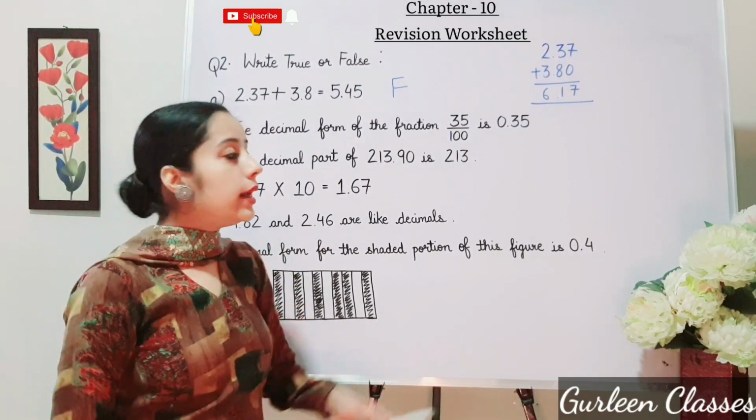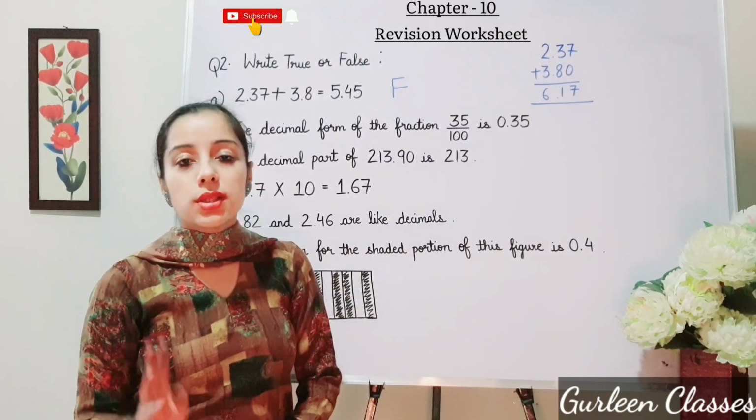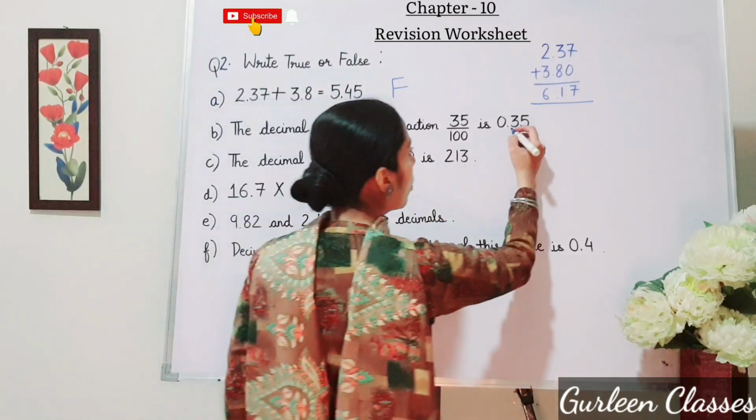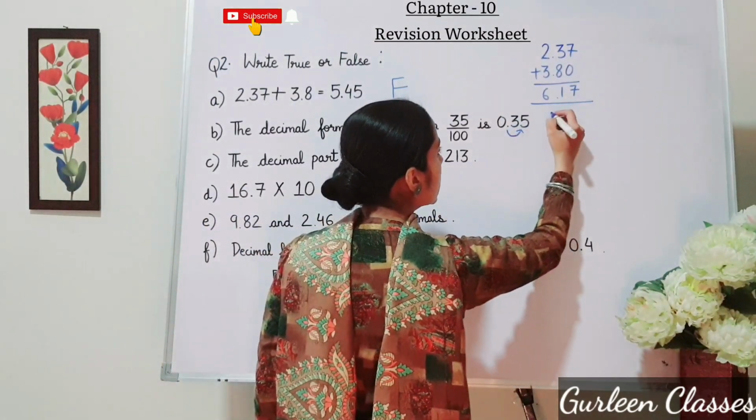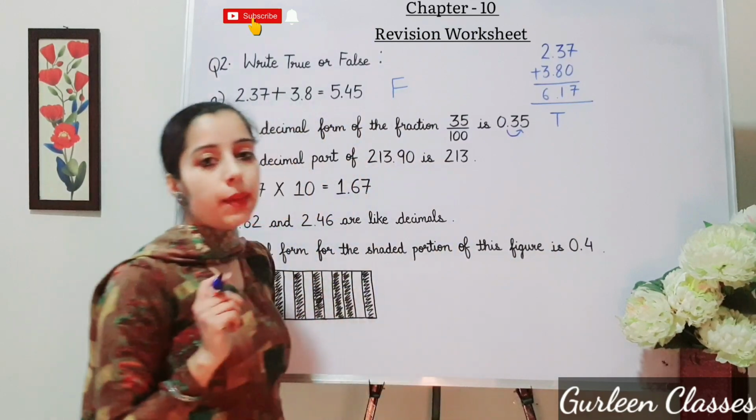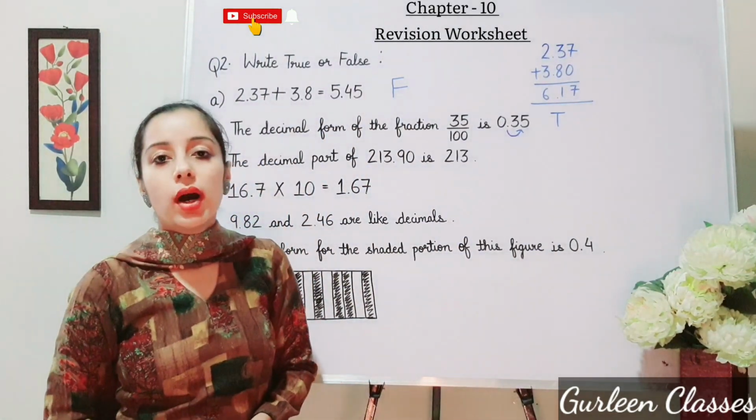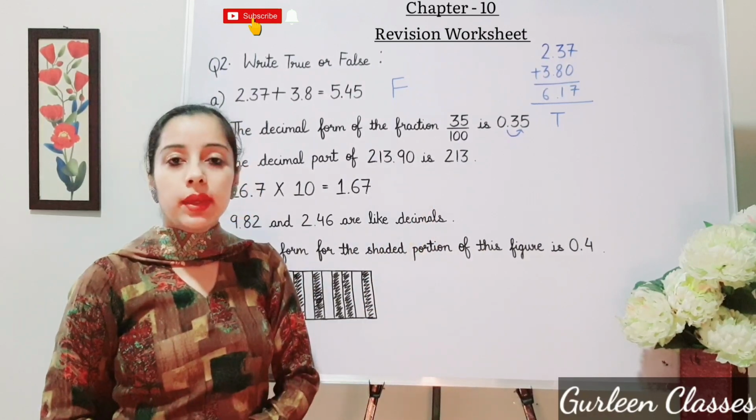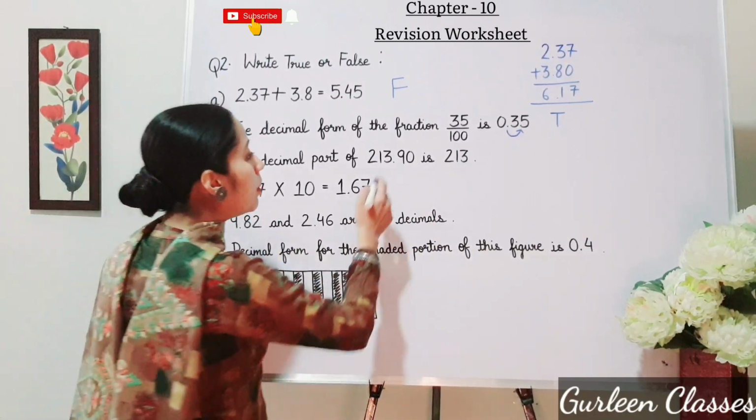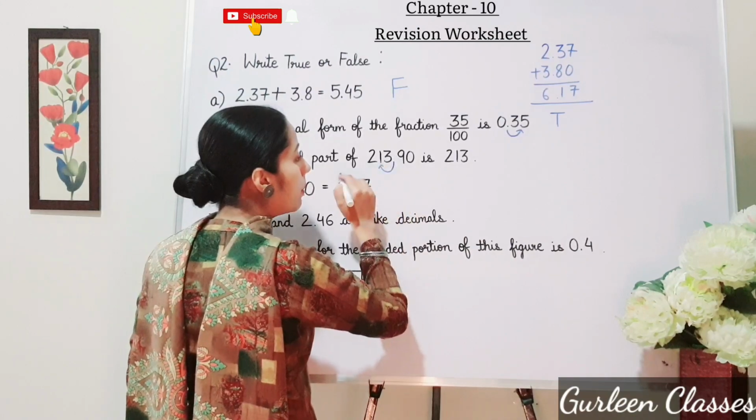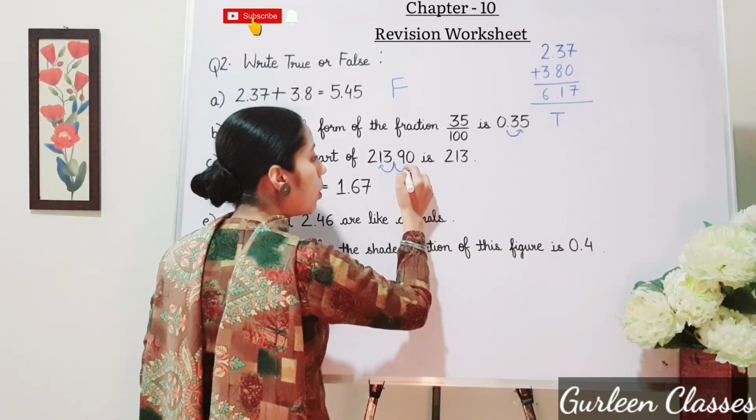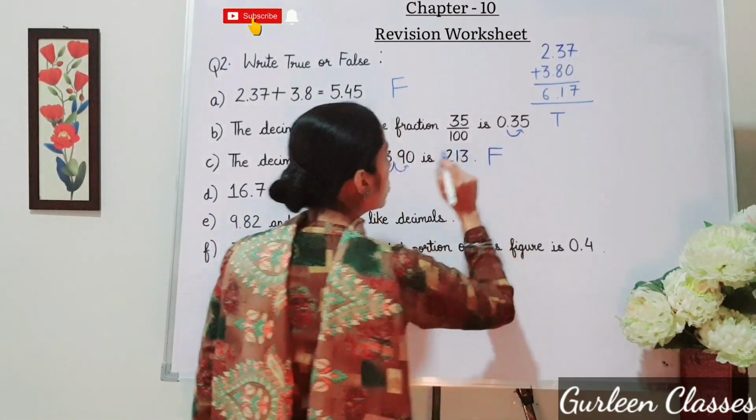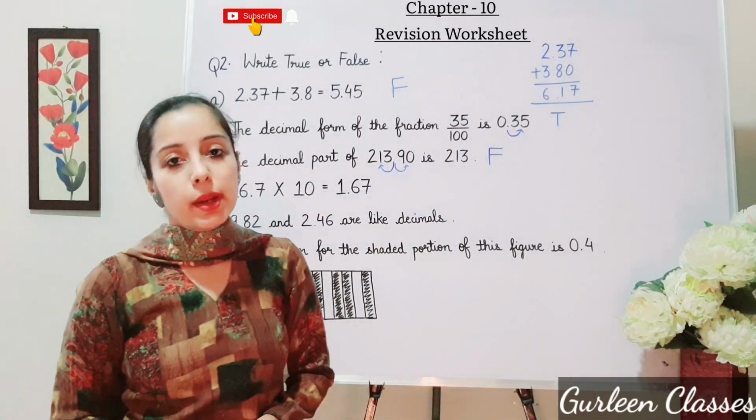Now B part, the decimal form of the fraction 35 upon 100 is 0.35. Yes, here in the denominator there are 2 zeros, so after decimal point there will be 2 digits. Here after decimal point there are 2 digits, so it is true. C part, the decimal part of 213.90 is 213. Students, I told you that before the decimal point it is the whole number part and after the decimal point it is the decimal part. So it will be false as 213 is the whole number part.